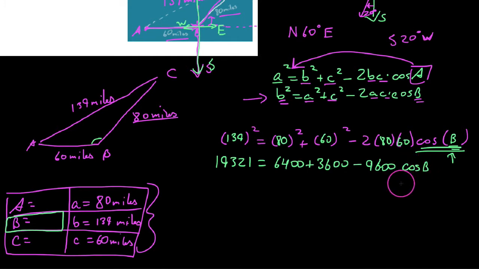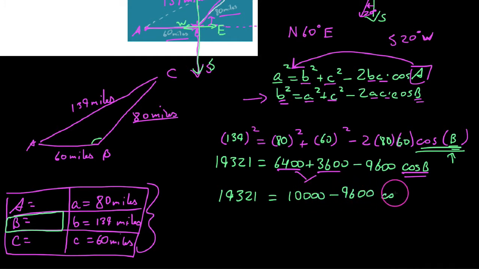Now, one thing I want to point out here is we still got to get cosine b by itself. But most of the time I get people that combine these out, like they should. 19321 should equal, when you combine these, you get 10,000. And this is minus 9,600 cosine of b. I just want to point this out because this is wrong. We cannot combine these two things. And the reason why we can't combine them is because one has a cosine tacked onto it, and the other one doesn't. One's just a constant.